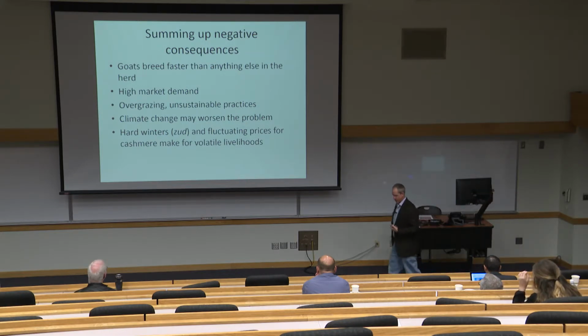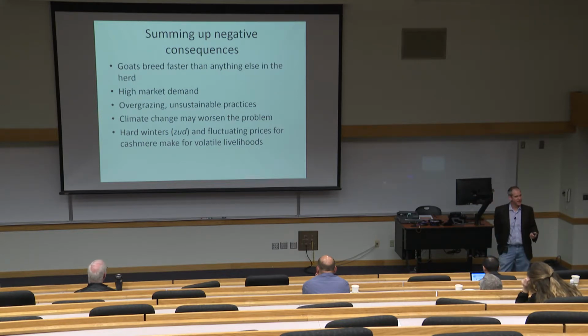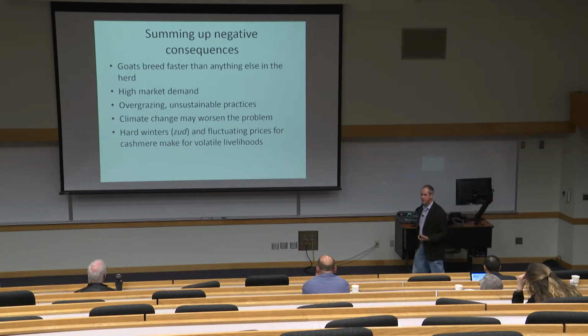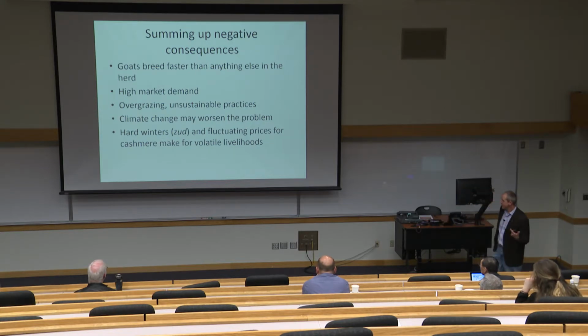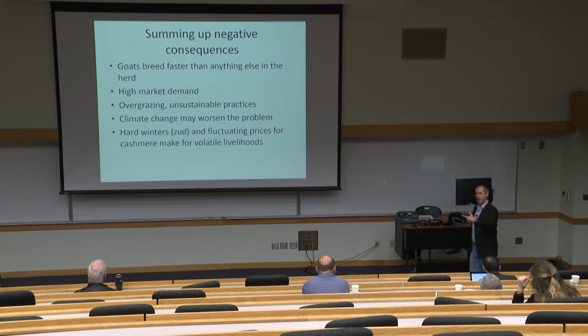these families in these rural areas are getting a decent amount of cash. Their income from these is going up, but that doesn't mean that their life is easy. The hard winters that can come in Mongolia, known as the dzud, can come in, and with fluctuating prices for cashmere, it makes for a volatile livelihood. These people have always had volatile livelihoods, some years better than others. But they've been able to make up for that by moving to where they need to be.